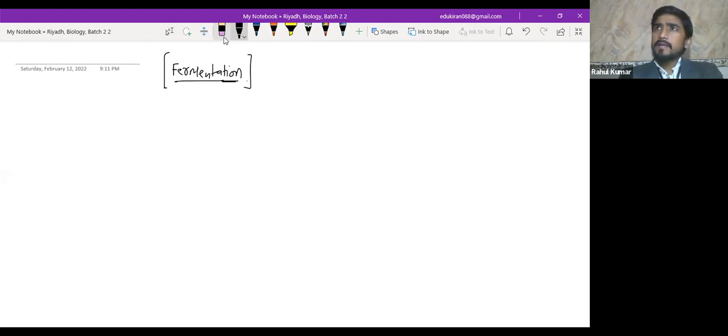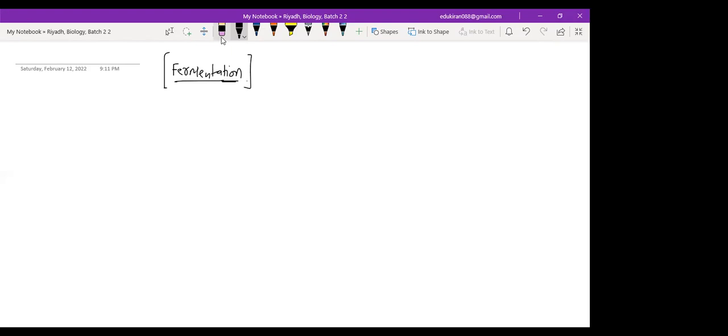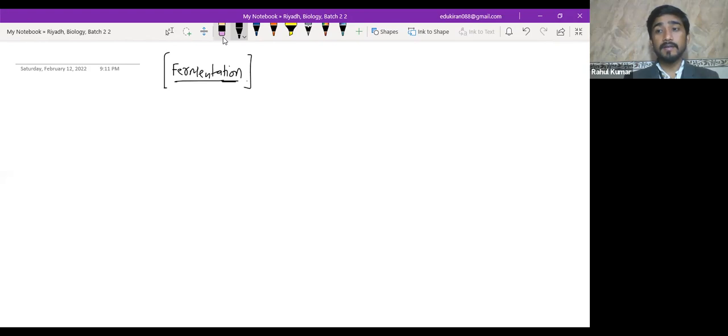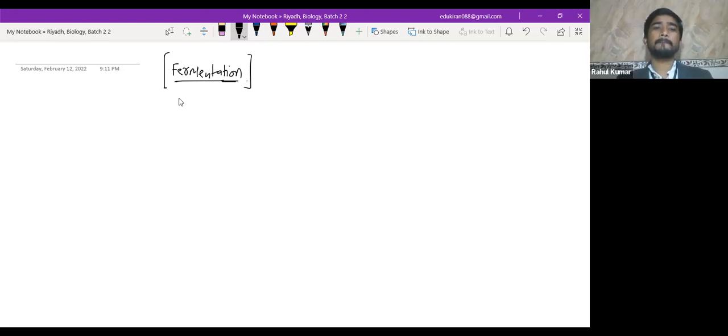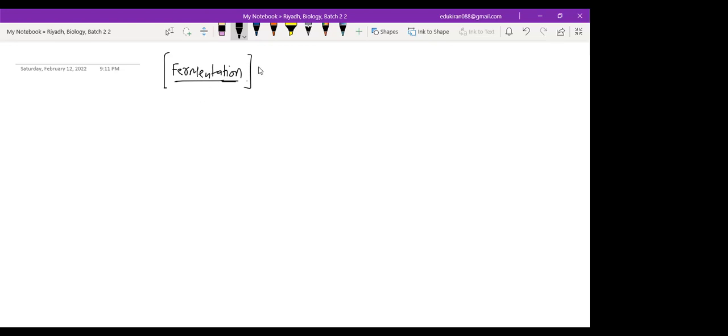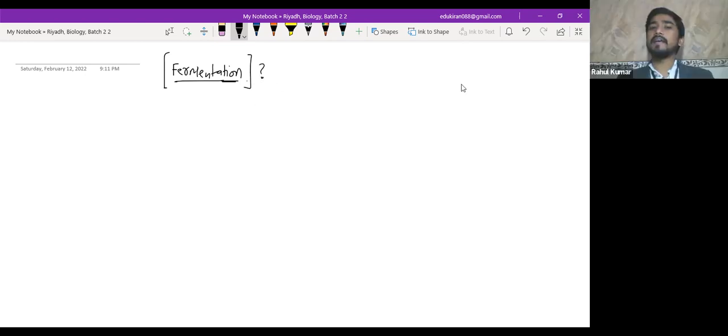So what was happening in the aerobic respiration that we studied? A complete oxidation of glucose was happening, correct? Yes, sir. Fermentation is again a pathway by which energy is produced in cells, but under an oxygen-limited environment. Is it clear? Yes, sir. Is fermentation an anaerobic mode? No, it's not exactly anaerobic.